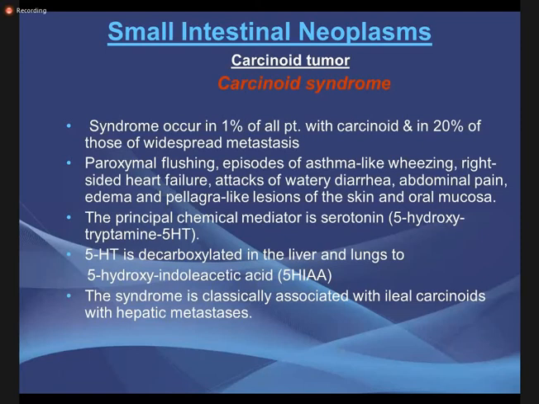The principal chemical mediator of these neoplasms is serotonin, which is decarboxylated in the liver and lungs to hydroxyindoleacetic acid. The syndrome is classically associated with the ileal carcinoids with the hepatic mets. This syndrome, which has paroxysmal flushing, asthma-like wheezing, right-sided failure, is usually associated with the ileal carcinoids with the hepatic mets.